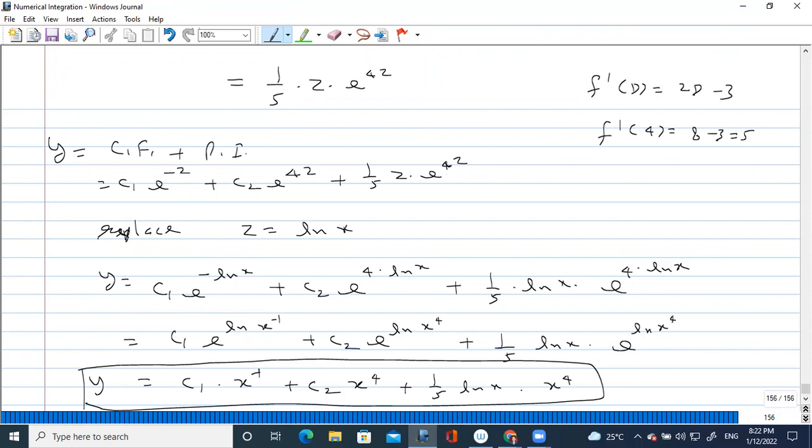So yes, 1 by 5 into Z, that also is ln x. Yes, yes, yes, got it. Done, sir.